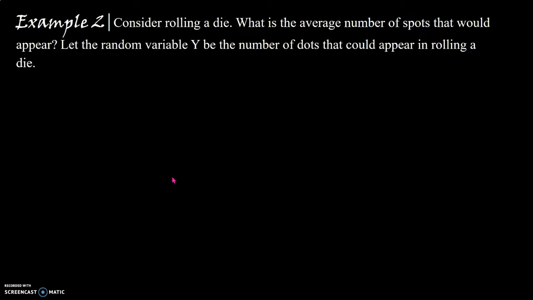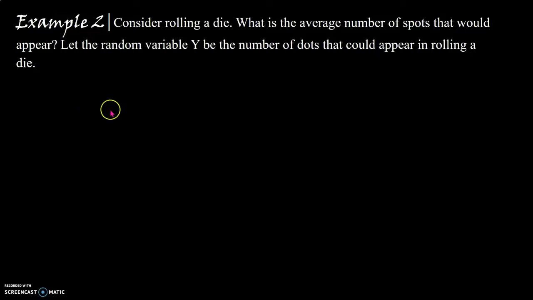Now let's go to example 2. Consider rolling a die. What is the average number of spots that would appear? Let the random variable y be the number of dots that could appear in rolling a die. Based on the problem, what is asked is the average number of spots that would appear. To solve this problem, we have to solve for the mean of the random variable y. But before we can solve for the mean, we need to construct the discrete probability distribution of our random variable.